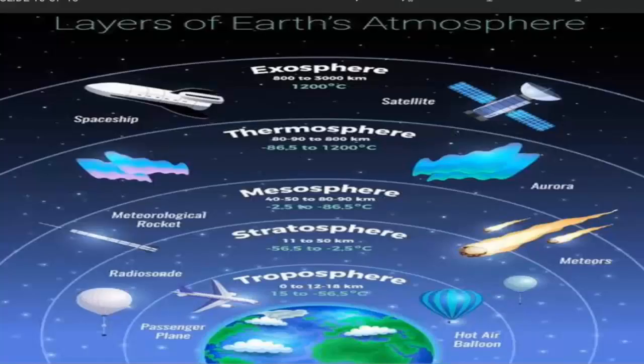So here are the different layers, you can see them again. This one is the troposphere. Then we go to the stratosphere. Between the troposphere and stratosphere, this layer is known as the tropopause. This is the stratopause. This is the mesopause. This is the thermopause. So this is how it is.